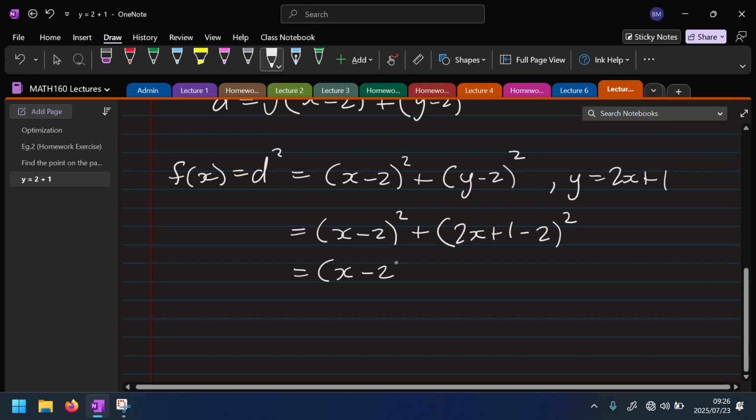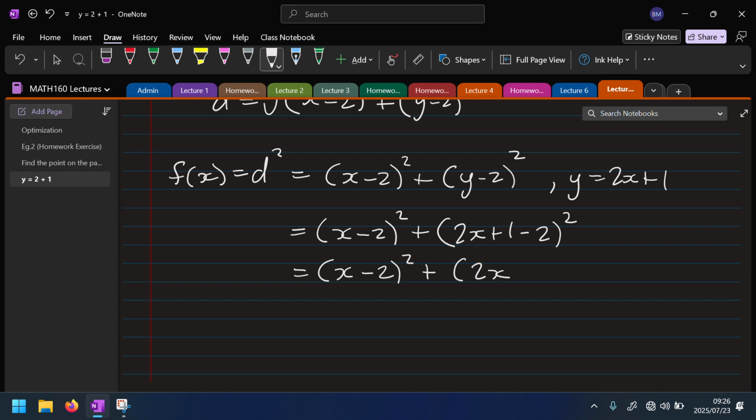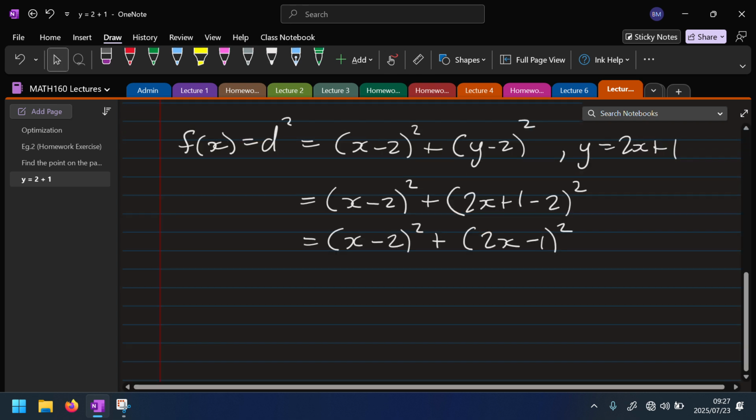So that will be (x minus 2) squared plus (2x plus 1 minus 2), so (2x minus 1) squared. So we've got something like that. Now, we could do the whole chain rule, all of that, or you could multiply it out. So we've got (x minus 2) squared. You could expand that out, then you just get a quadratic that you want to take the derivative of, or you can do the chain rule. That works as well.